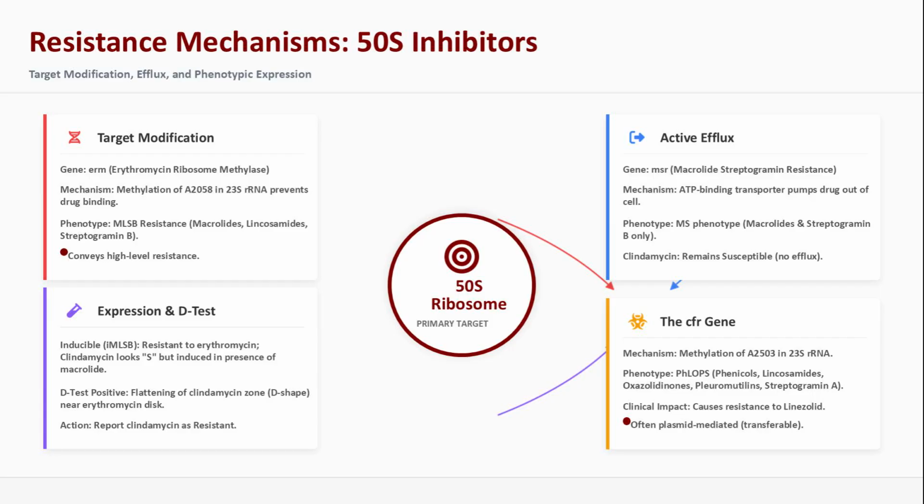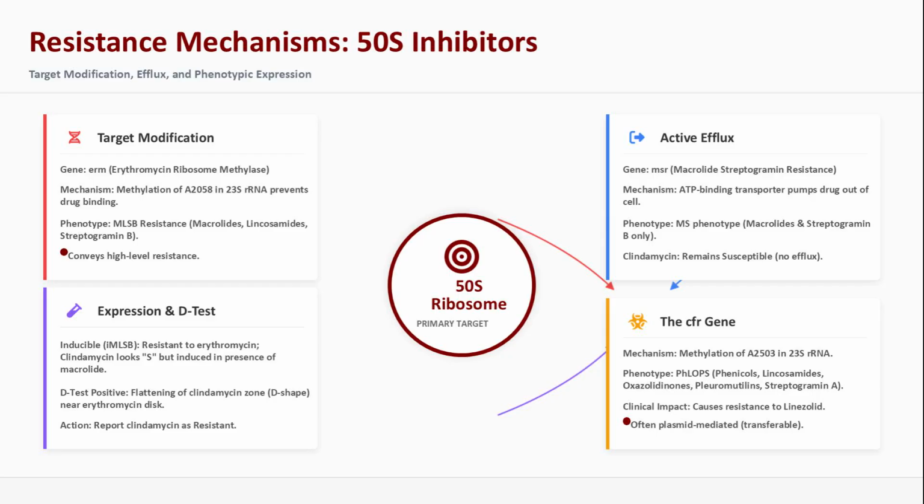This leads to what we call MLSB resistance, which includes macrolides, lincosamides, and streptogramin B. This type of resistance is usually strong and clinically significant. Now, sometimes this resistance is not always active. It can be inducible.